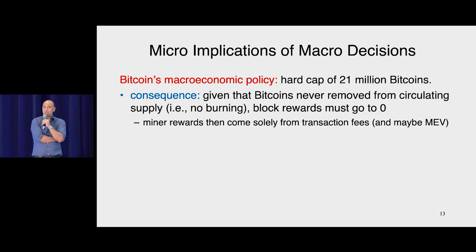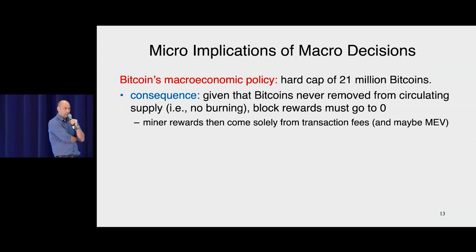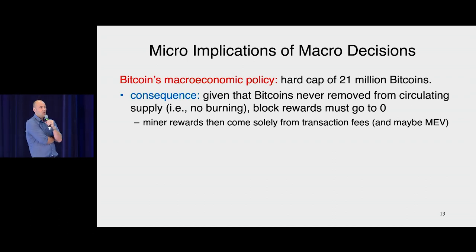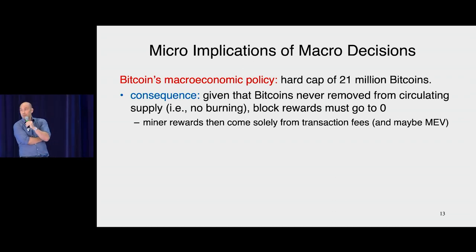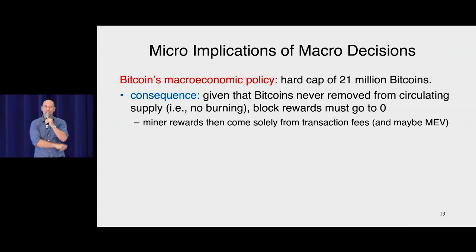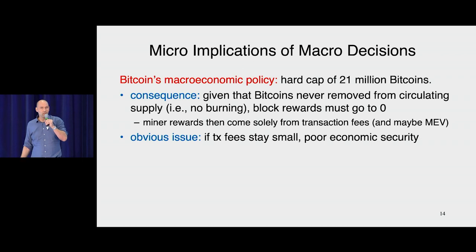So given that the Bitcoin protocol never burns Bitcoins, they're never burned in protocol, there's no sink for the currency, to respect the cap, the block rewards must necessarily go to zero, which is scheduled to happen maybe 120 years from now. So if the block rewards go to zero, you then have to ask, well, now let's go back to our original question: why are nodes actually incentivized to run this protocol at all?